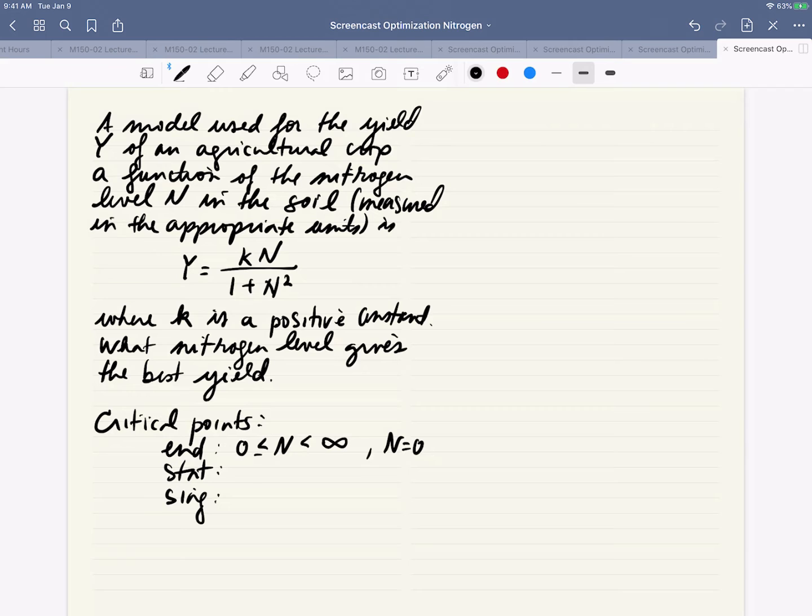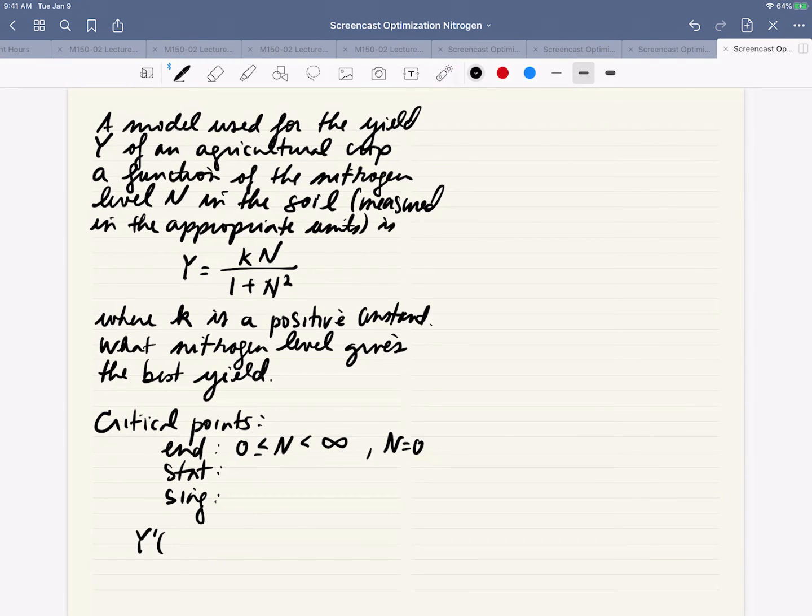Singular points? Well, singular points happen when the derivative doesn't exist. Here we're looking at our function. We can see that it's a rational function in n, and we never really get division by 0 because n squared is always positive and 1 plus a positive number is always positive. So there's no natural singular points that come from the domain. But there might be a singular point that's introduced by taking the derivative. So let's look at stationary points and singular points at the same time.